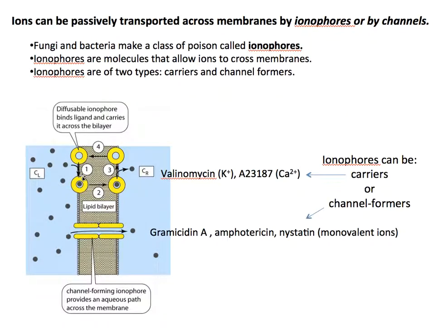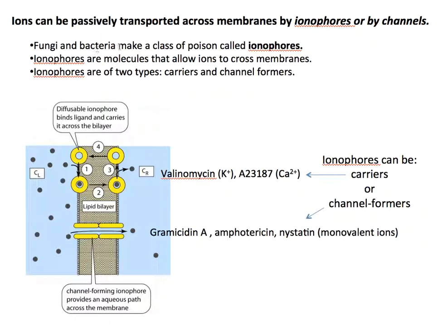Ions can be passively transported across membranes by ionophores or channels. And ionophores, you will learn some examples here. And then these are the channel formers. I memorized these. I don't think they were on the exam, but I did memorize them. Valinomycin and gramicidin, you will see these again later in biochem, so you might as well get familiar with these terms.